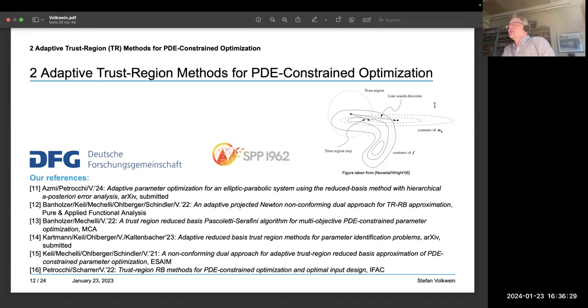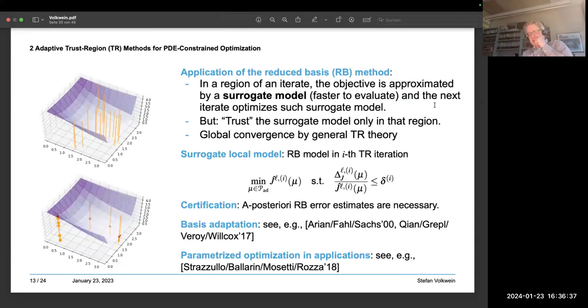And now I turn to my second part. And as you see, this is on trust region methods for PDE constraint optimization. And the idea is now a bit different. So we are looking for a parameter in this PDE. I don't specify it here.